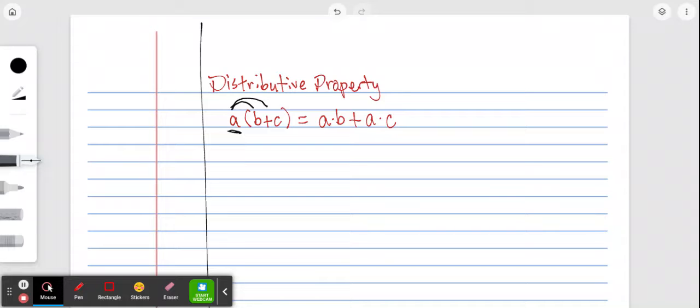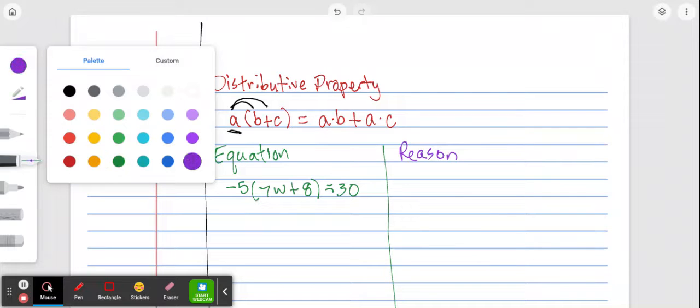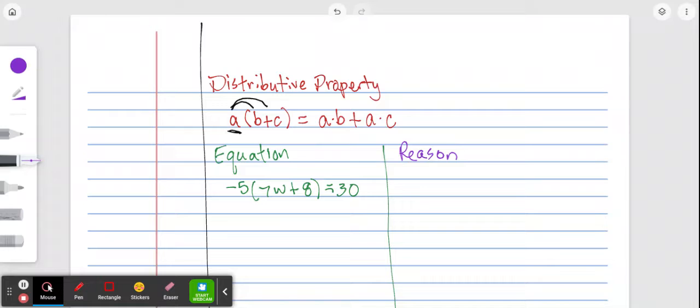So let's solve using the distributive property by justifying each step. Okay, so our equation is -5 times the quantity 7W plus 8 equals 30. And we're going to, again, follow through all the steps and give reasons. So our first reason, every time you start a proof, is that whatever you have is given. So this is the given equation, okay?